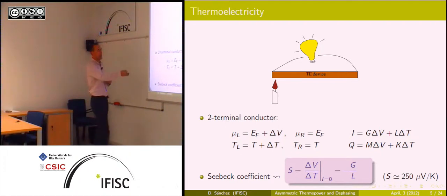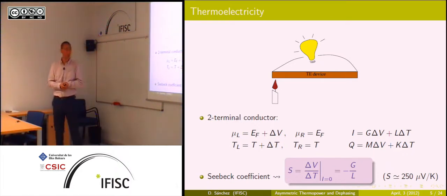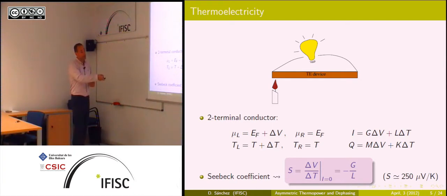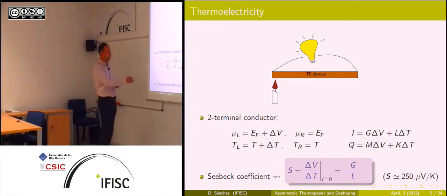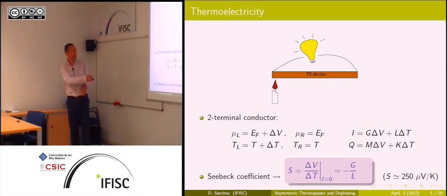Okay? And in this linear response theory, this is just given by minus the conductance divided by the thermoelectric response. Okay? Nowadays, good thermoelectrics have Seebeck coefficients of the order of 250 microvolts per Kelvin. Why the minus sign? Oh, because I define it without the minus here. I put here 0, and then you. Okay. So sometimes you can define it with a minus here.